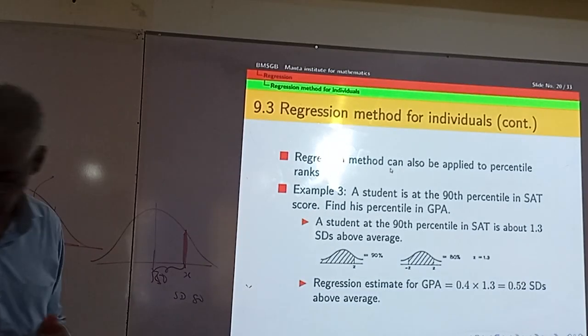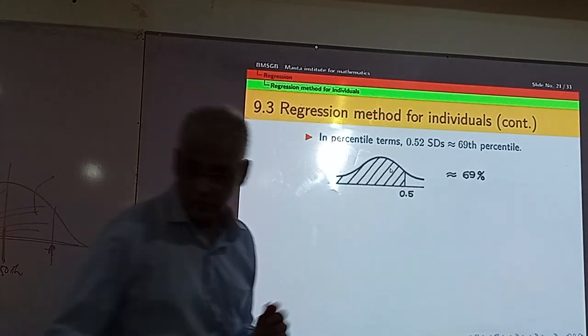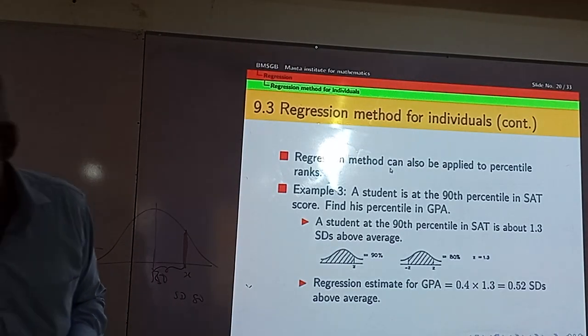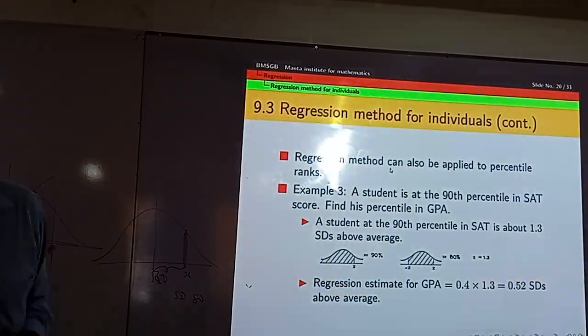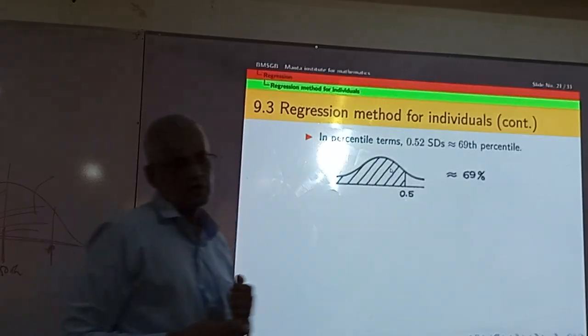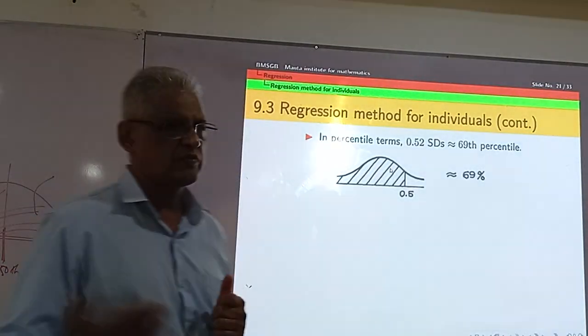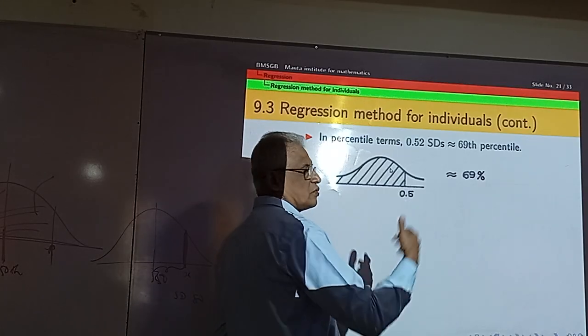In order to calculate the percentile, now we have to know what is the Z value. This value is approximately 0.5, right? So what is the percentile when Z is equal to 0.5? That's what you have to find. 0.5 or 0.52 approximately. So that again can be found using the table.